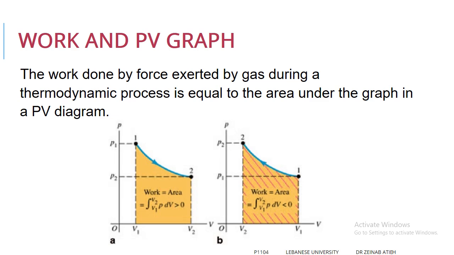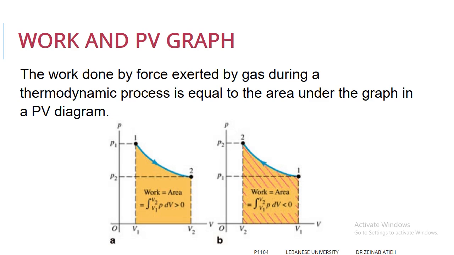So if we have an expansion, as in figure A, I'm going from point 1 to point 2. The work done by the gas is equal to the integral of PdV. It's equal to the area, because simply the area is equal to the integral of PdV from V1 till V2, from small values till large values.